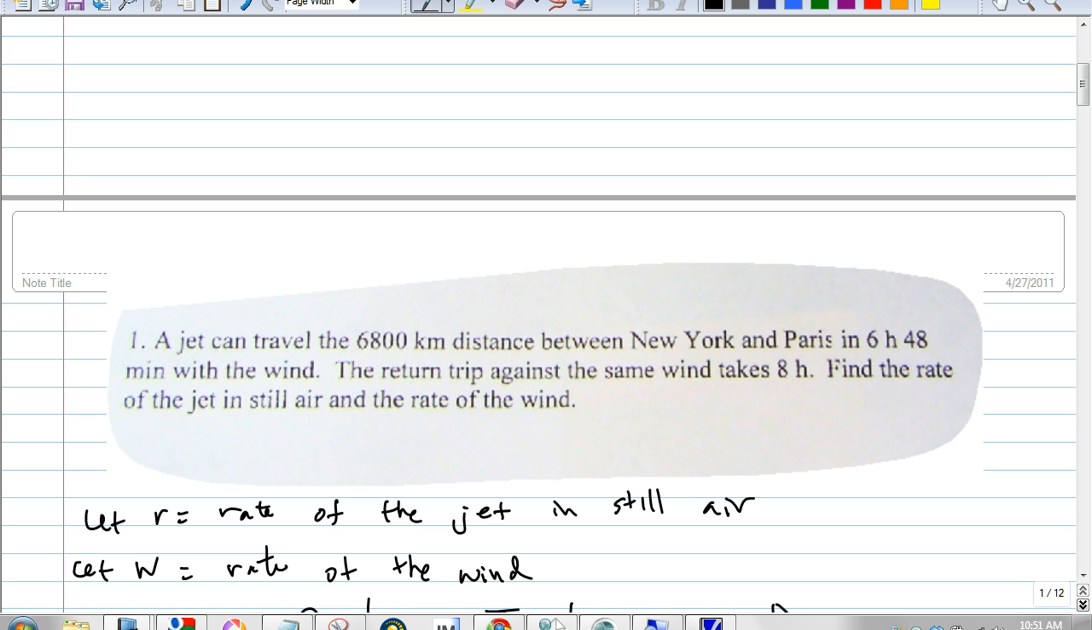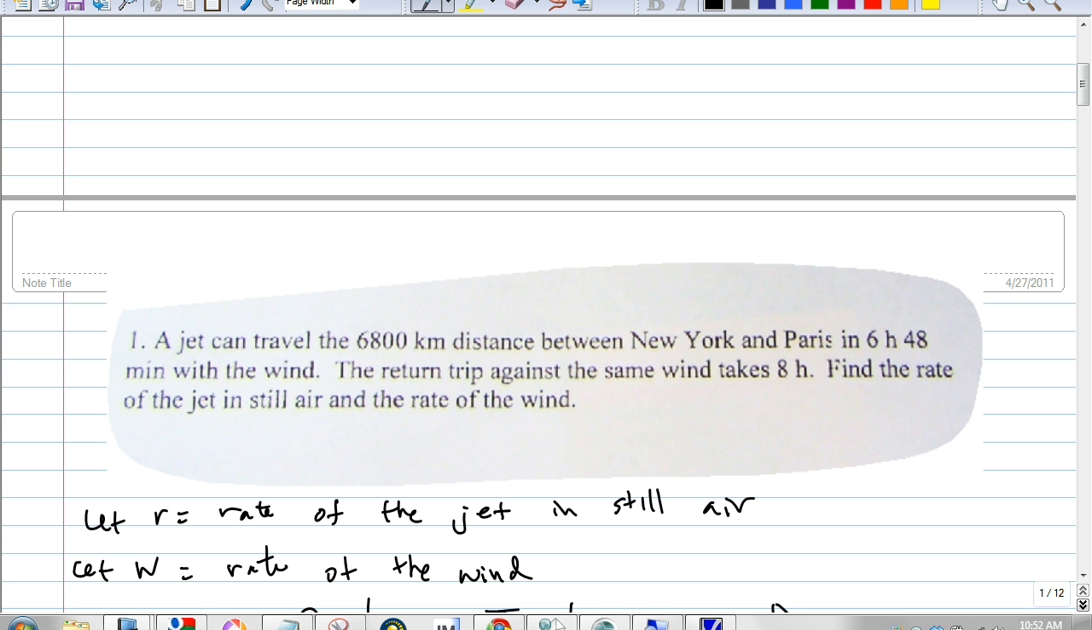Okay. So we declare our variables like this, okay? So go ahead and write it down. Now, I said let R be the rate of the jet in still air, and W be the rate of the wind, okay? By the way, when you have rate, time, and distance, do you know any sort of relationship of rate, time, and distance? What's always true if you have rate, time, and distance? Yeah, rate times time equals distance. Whenever you have rate, time, and distance, rate times time is always going to give you the distance, right?